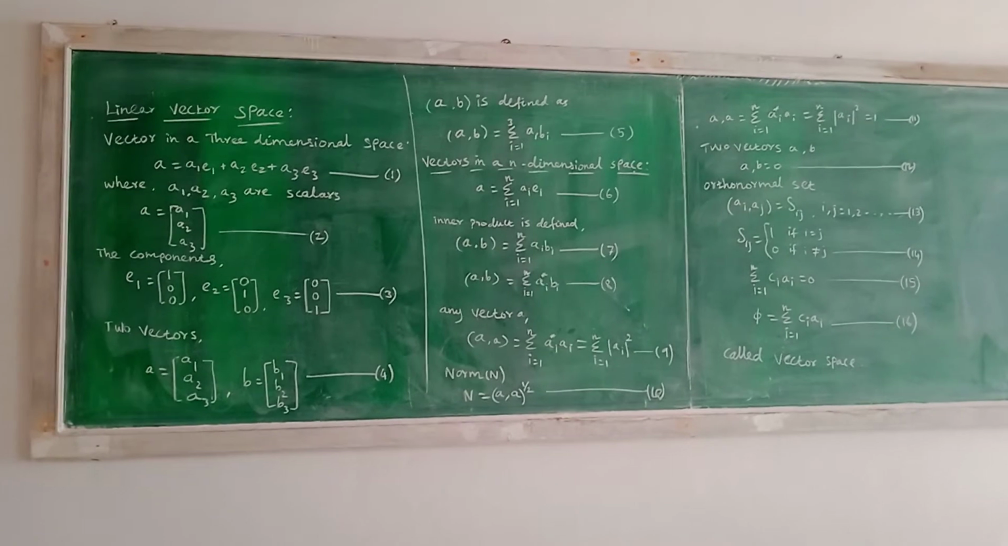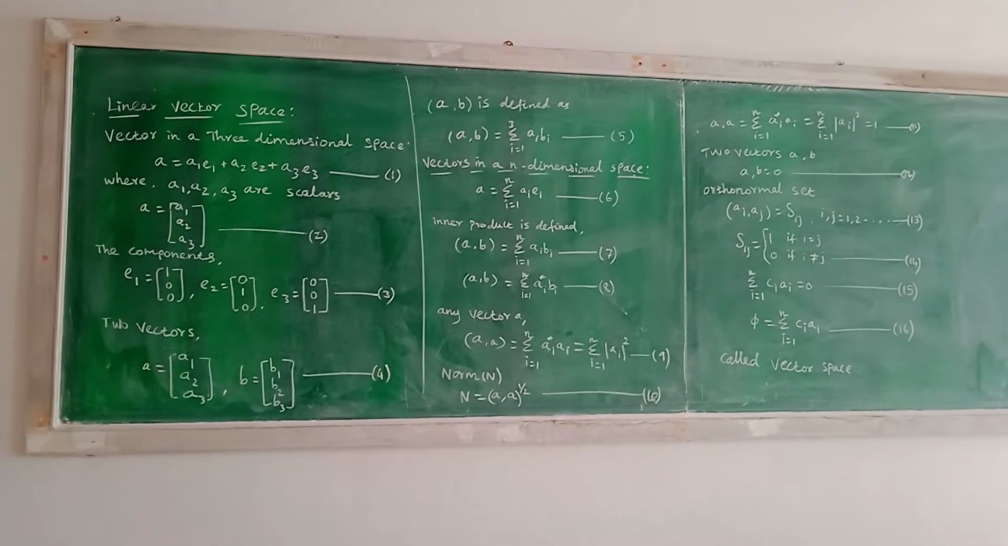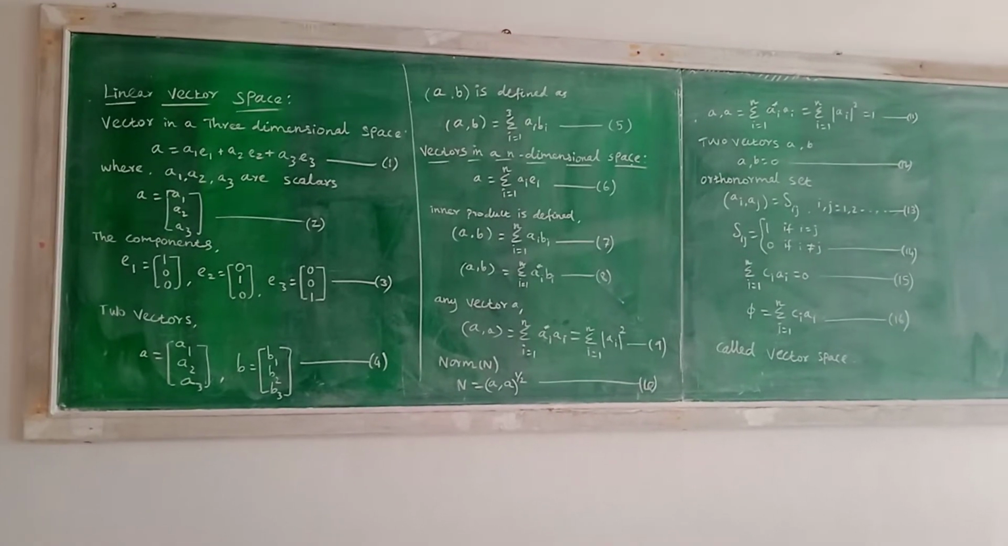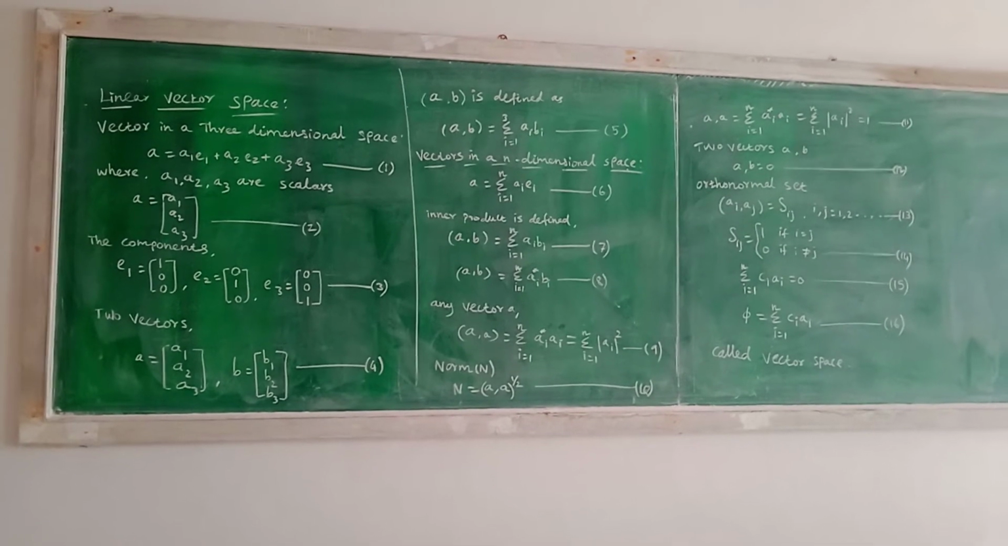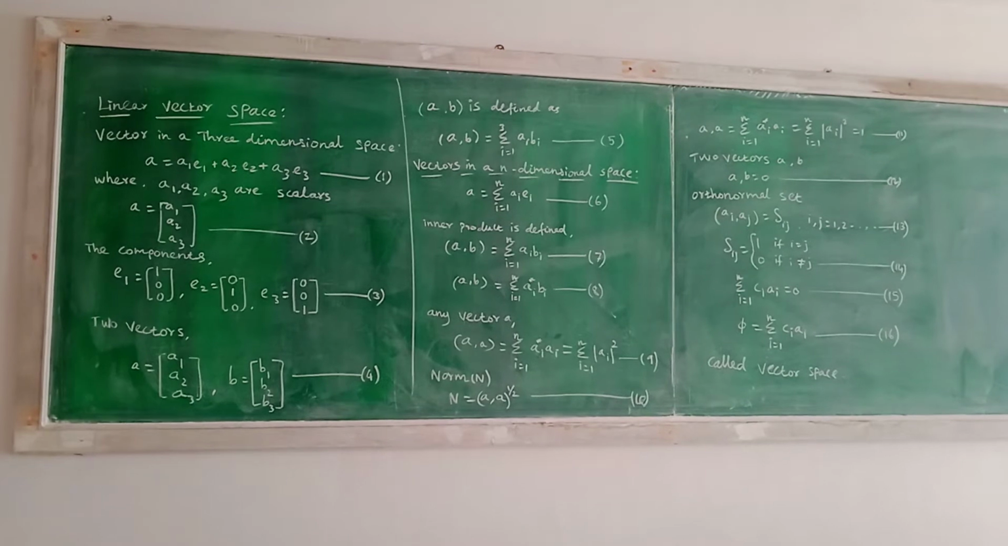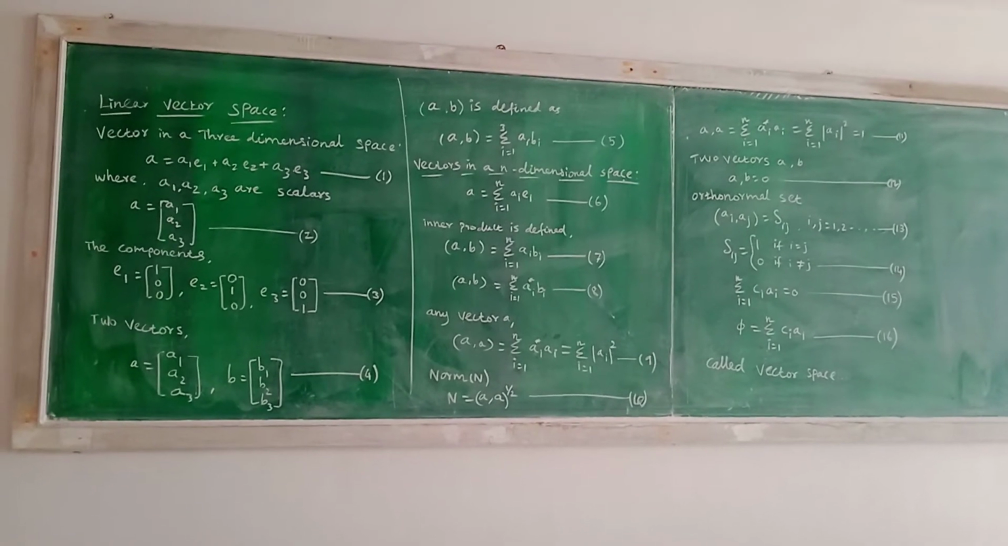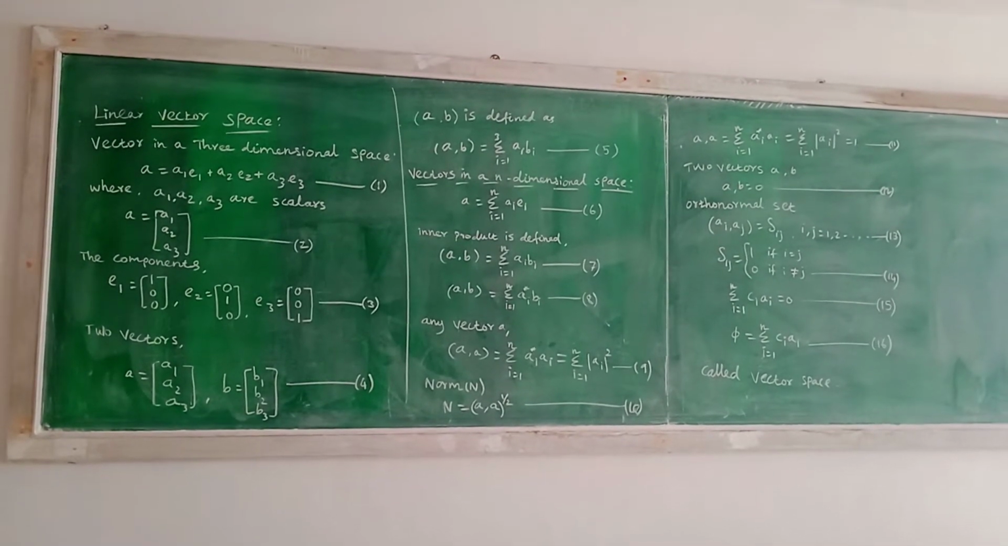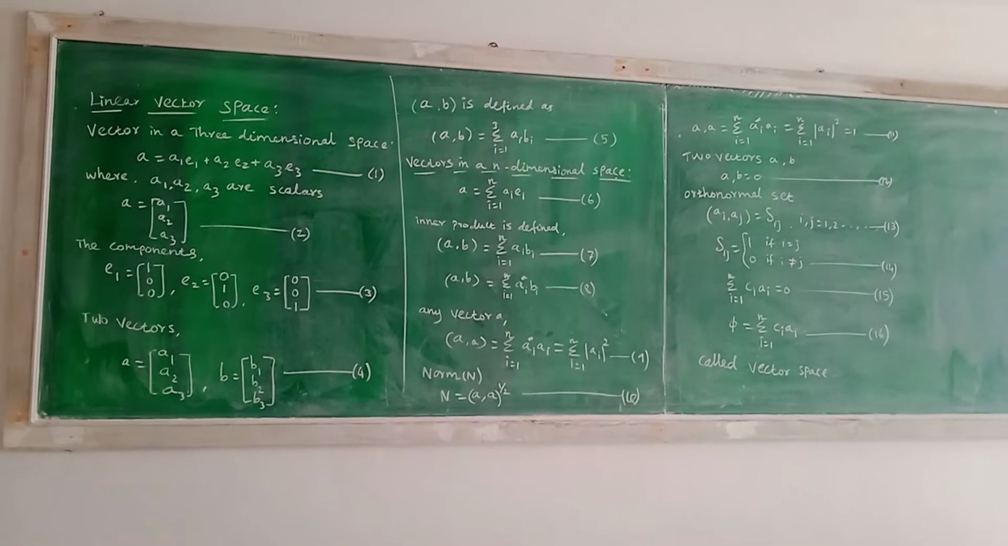Ottanjatram. Today's topic is linear vector space. Vector in a three-dimensional space. A vector in three dimensions is a physical quantity having both magnitude and direction. A vector of magnitude 1 is called a unit vector.